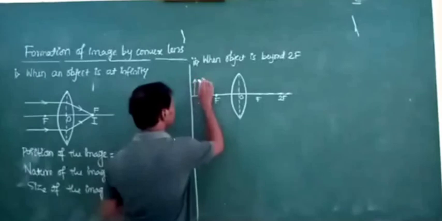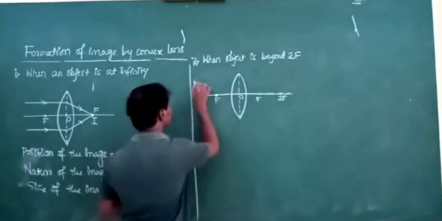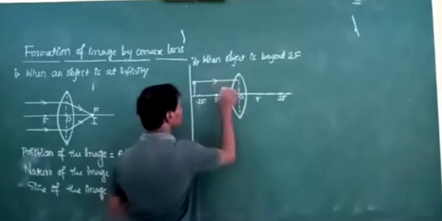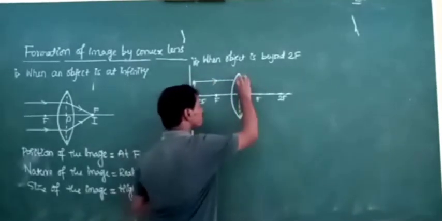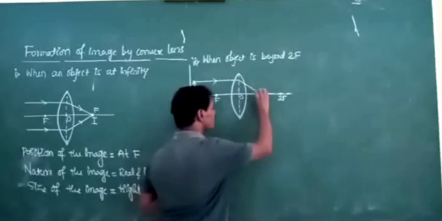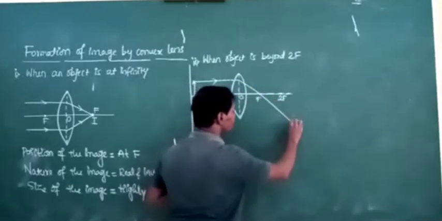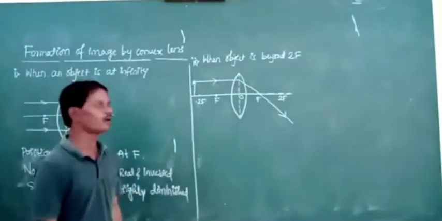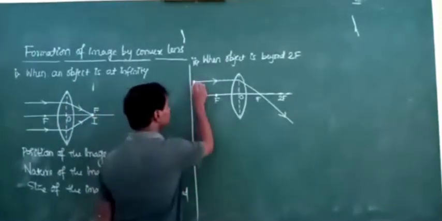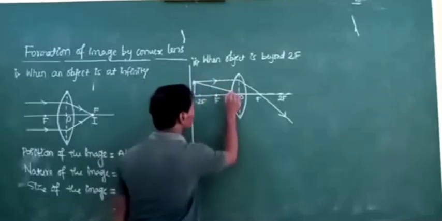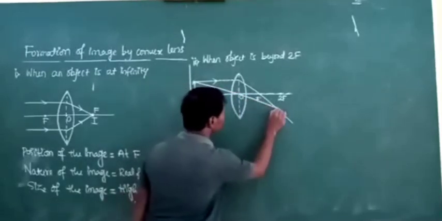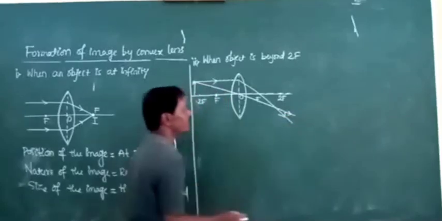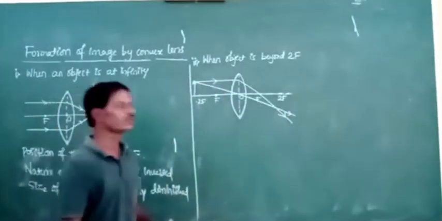Now let us take some incident rays. The first incident ray is parallel to the principal axis. After refraction by the lens, the refracted ray passes through the principal focus. Then the second incident ray passes through the optic center, and it passes without any deviation. Where these refracted rays meet, at that position you will get the image of the object.